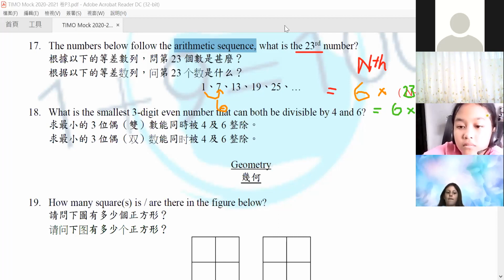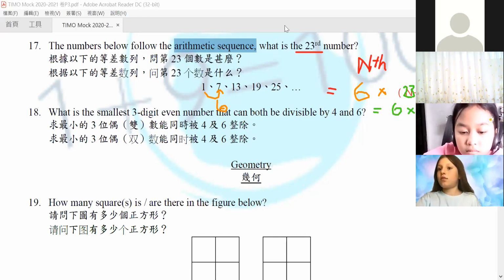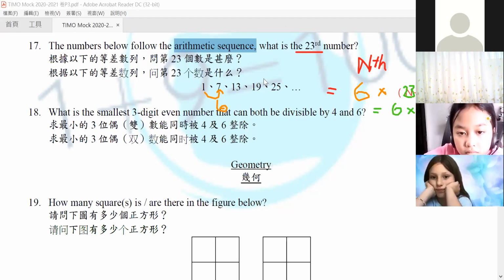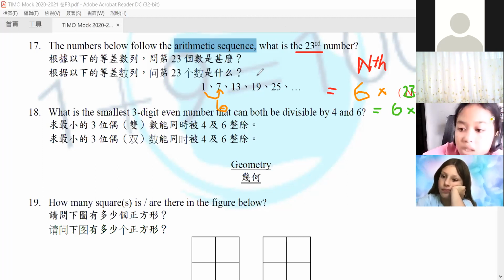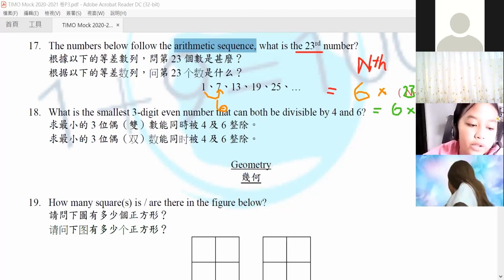If we do not have any other questions, then we will go to question 19. Okay, wonderful. I've just explained question 17. Are there any questions? No, I don't have any more questions. Okay, so now let's go to question 19.